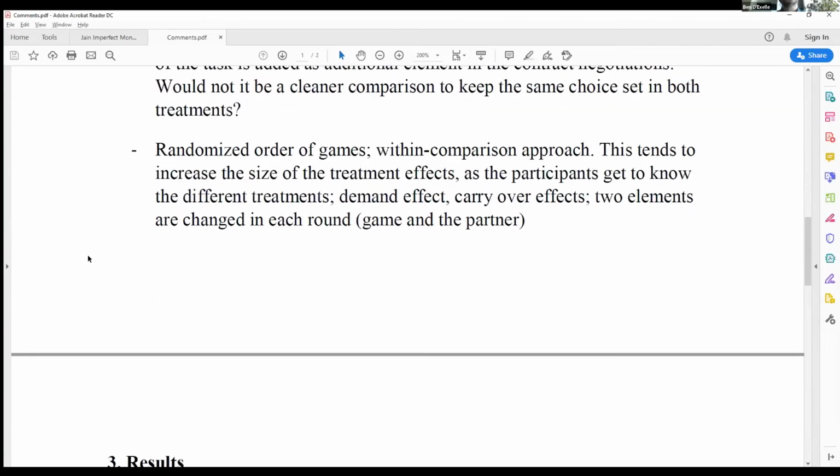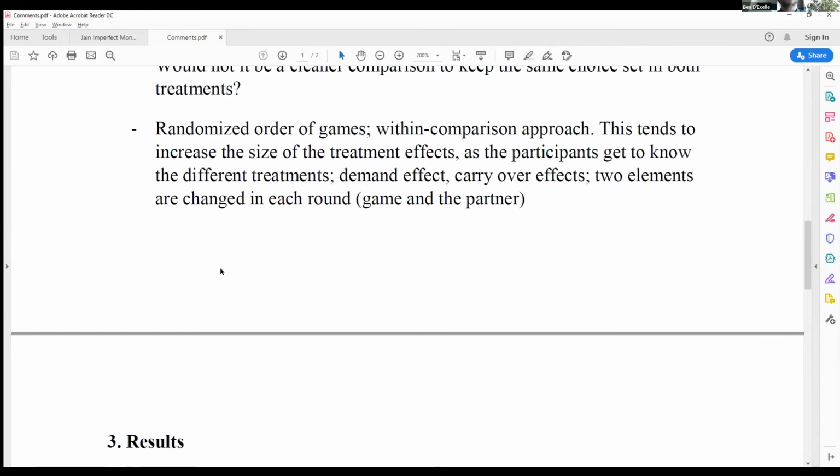Then, of course, this is a within subject comparison approach, which, as we know, tends to increase the size of the treatment effects compared to a between comparison approach. I'm a bit worried about learning effects or carryover effects. So people do one game, then they move on to the second game, but the partner is changed, which is the main focus of the analysis, but at the same time, also the game is changed. So here again, two things are changed at the same time. So that's another concern I have, which has implications for the results.